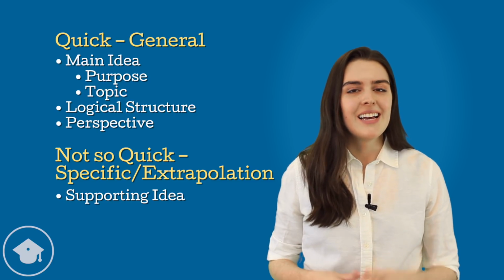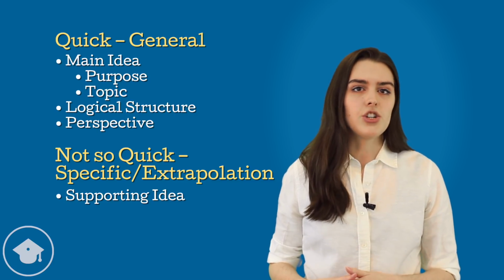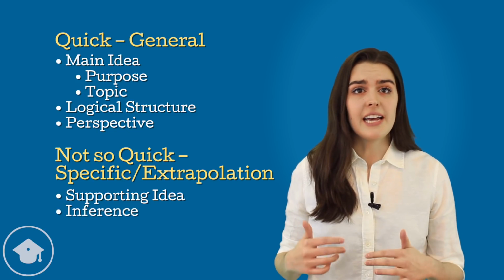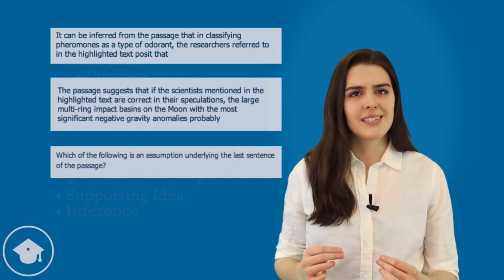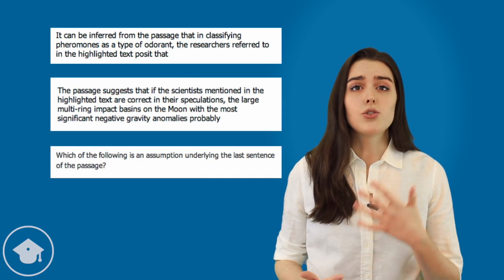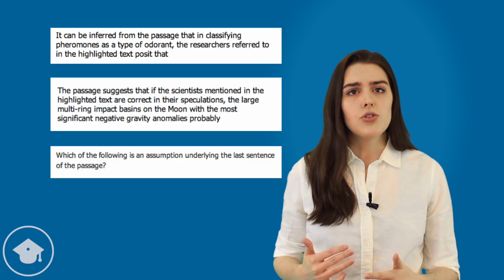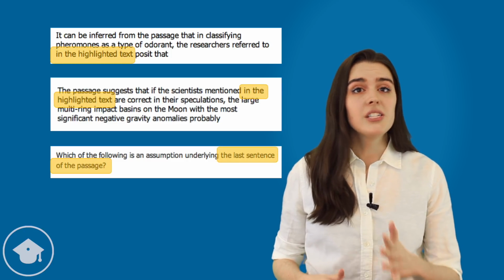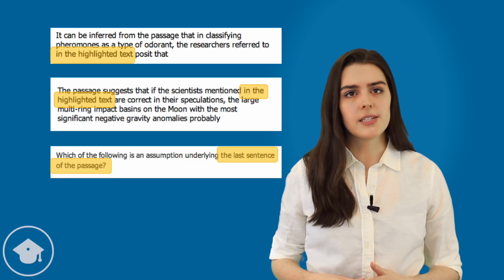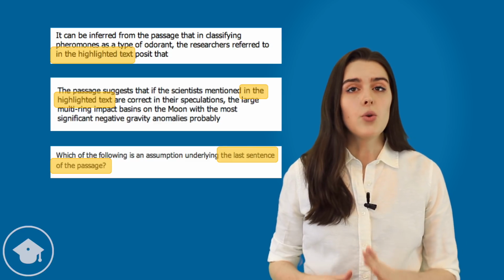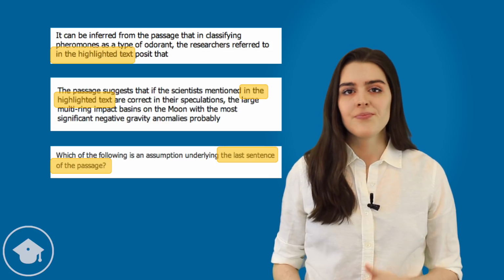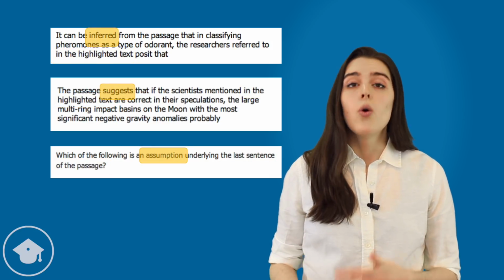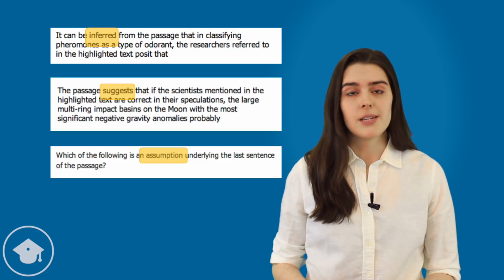Pretty tricky. Now, the first type of extrapolation question is the inference question. Inference questions ask us to take what's in the text and read just between the lines. What is the passage saying not directly, but that still must be true based on what it is saying directly? You'll note that many of these questions are just about as specific as supporting idea questions. However, we'll notice that they don't use the same matter-of-fact language. Instead, they ask about what the passage infers or suggests, or they refer to underlying assumptions.